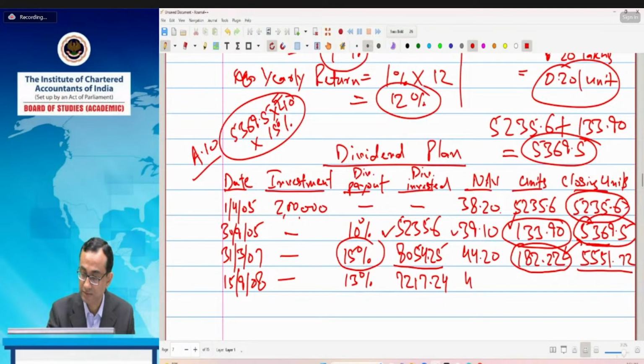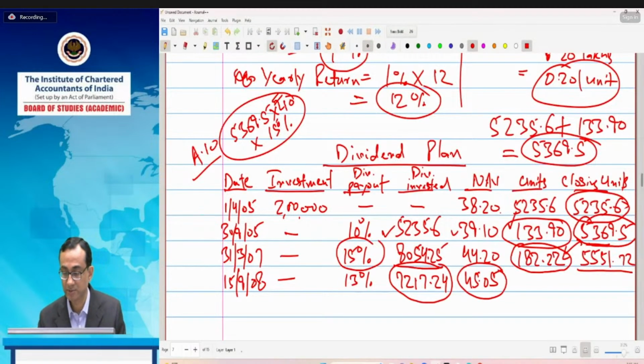It is 45.05. So now we will calculate the number of units which will be reinvested. This dividend amount, 7217.24, will be divided by the NAV on that date, 15/9/2008, that is 45.05. So the amount arrived at is 160.20.